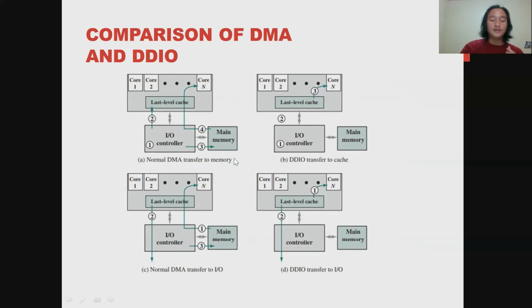Figure B shows the operation for DDIO input. In the first step, the NIC initiates memory writes. In the second step, the NIC invalidates the cache lines corresponding to the system buffer and deposits the incoming data in the cache. In the third step, after the appropriate core receives a DCA interrupt signal, the core can read the packet data from the cache.